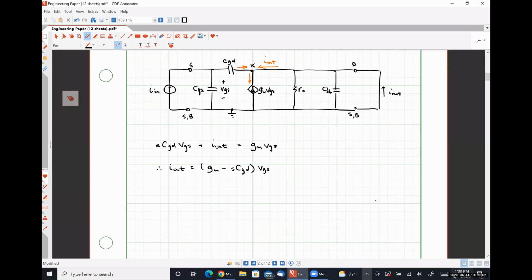Using Ohm's law, VGS is the current I in multiplied by the impedance of CGD in parallel with CGS, right? So we can say that these two guys are in parallel since our drain terminal is shorted out to our source terminal. So that's going to look like s times CGS plus CGD, like so.